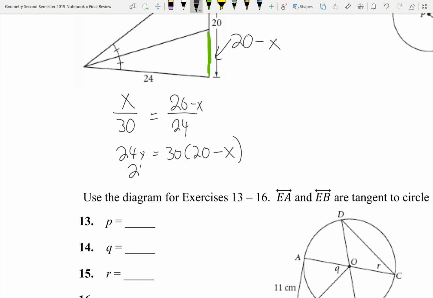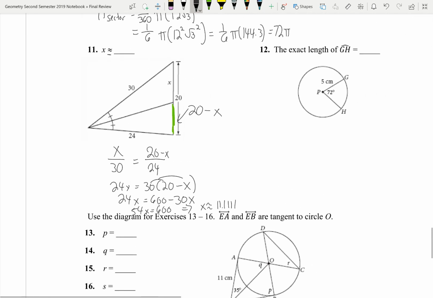And so 24x will equal, distributive property, 600 minus 30x. Add 30x to both sides, and 54x will equal 600. Divide both sides by 54, and x will be approximately 11.11111, keep repeating, so let's round it to 11.1.